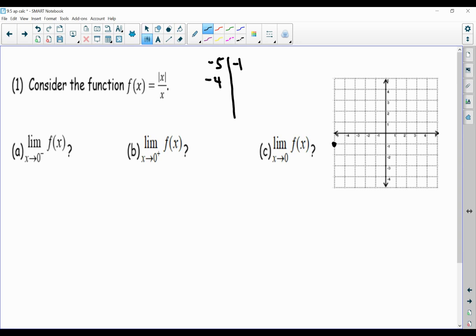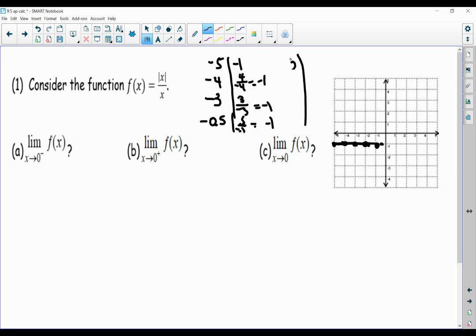If I plug in -4, I get 4 over -4, which is -1. Oh, look, if I plug in -3, the absolute value of -3 is 3 over -3, which gives me -1. If I plug in -2, I get -1. If I plug in -1, I get -1. If I were to plug in any of these decimals, I would get -1. So I can see this is a horizontal line. Now, if I plug in -0.5, I would get 0.5 divided by -0.5, and that gives me -1. So even -0.1 would give me -1.